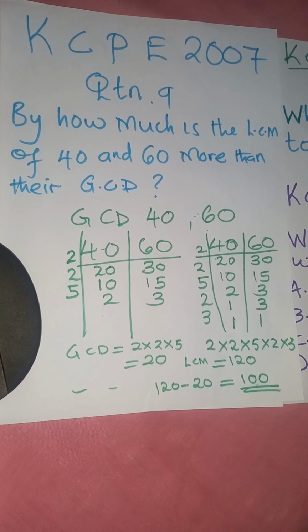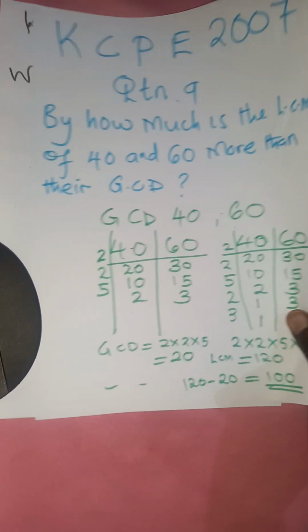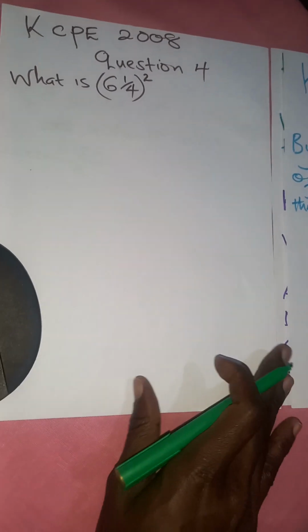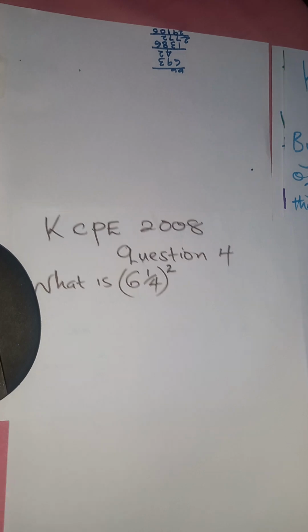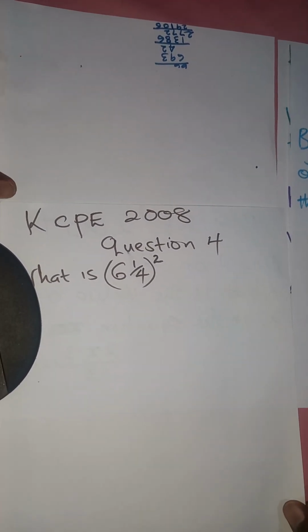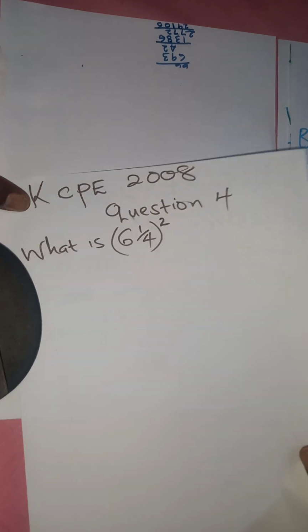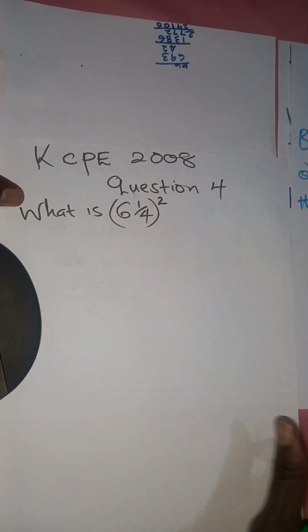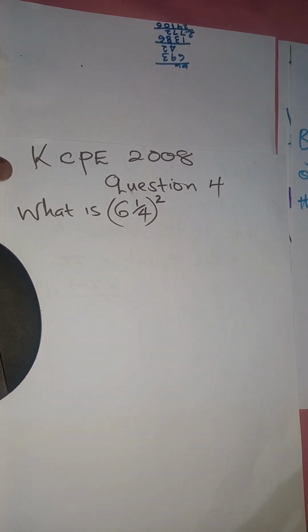Okay, let us move on. We have another question, which comes from KCP 2008. This is question number 4, which says, what is the square of 6 1/4?